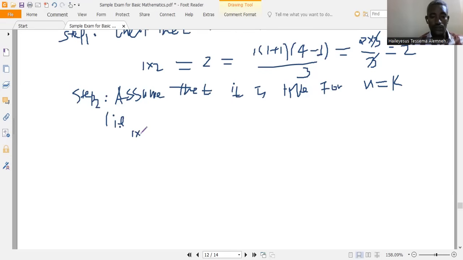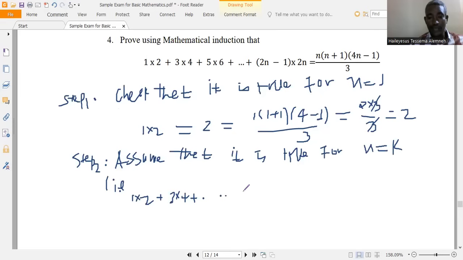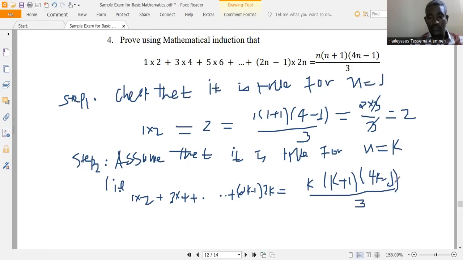1 times 2 plus 3 times 4 plus up to k times 2k minus 1, plus (2k minus 1) times 2k, is equal to k times (k plus 1) times (4k minus 1) over 3. We assume that this one is true.